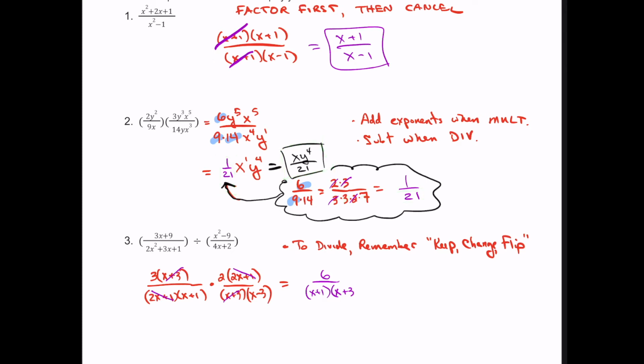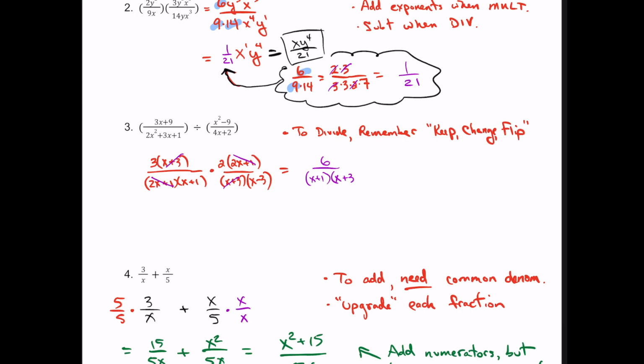So that's where that 1 over 21 came from, which could also be written this way as a fraction for your answer. Number 3, when you divide fractions, you have to remember to keep change flips. So you change it to multiplication and you flip over that second one. Now, as I was writing it, I was factoring. So the 4x plus 2 is the same thing as this right here. And then x squared minus 9 is the same thing as x plus 3, x minus 3.